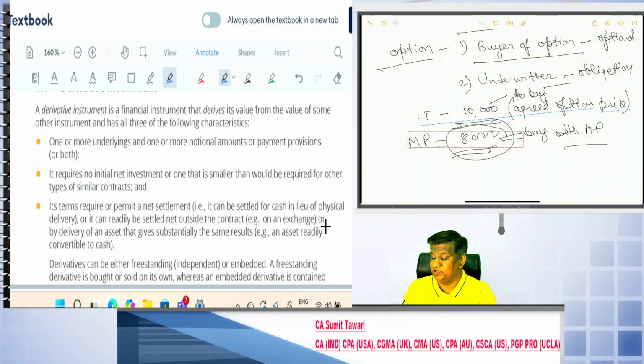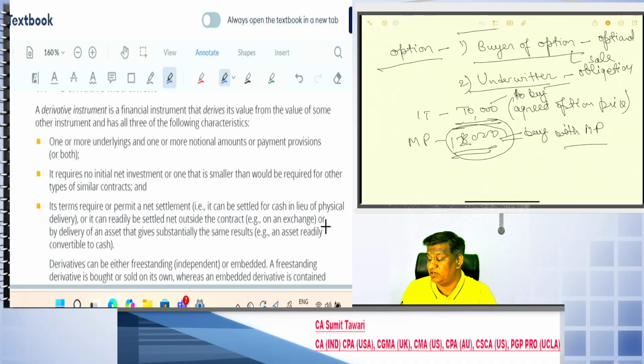Okay, so that happened in the case of the option to buy. The same way, the option to sell. If the buyer of the option has the right to sell, and the decided price is 10,000 and the market price is 12,000, the buyer of the option may think that instead of selling at 10,000, it is better to sell in the market at 12,000. So he has an option not to exercise the option.